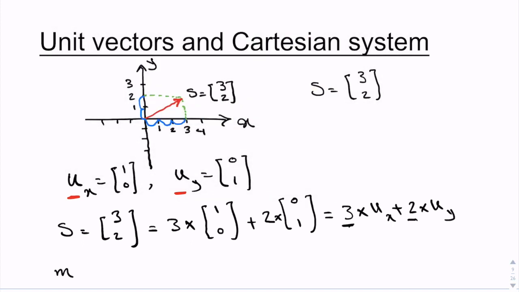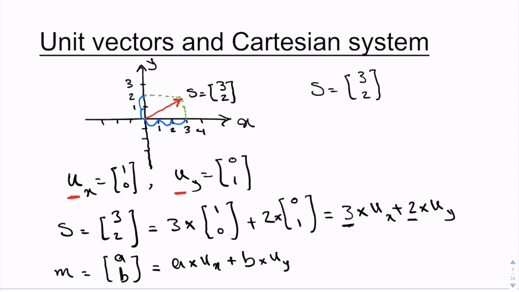So any vector, well, if I have a vector, let's call this vector m, whose coordinate is a and b, then this vector is equal to a times u sub x plus b times u sub y. Sometimes in some texts they also use an arrow on top of ux and uy, so that's fine. So this is a unit vector, and then any point in this coordinate system can be expressed.